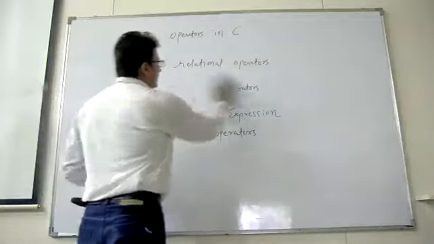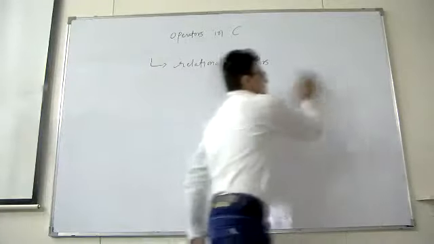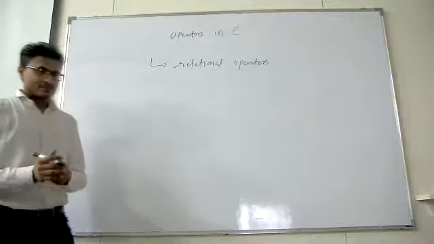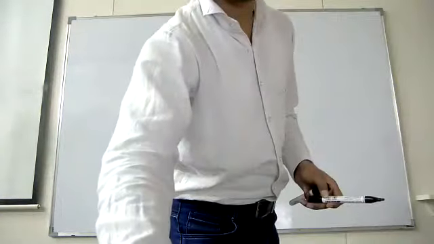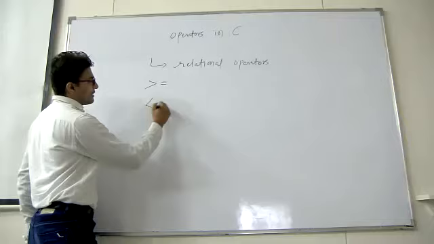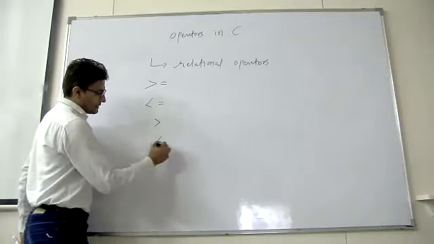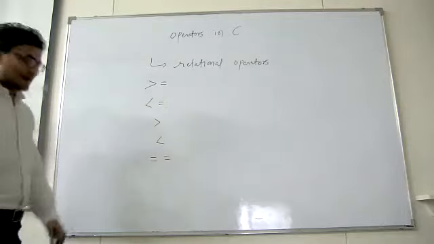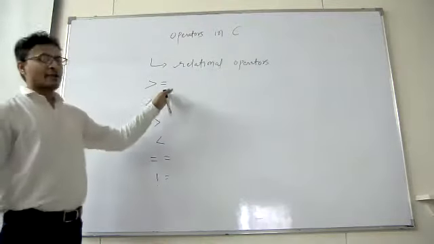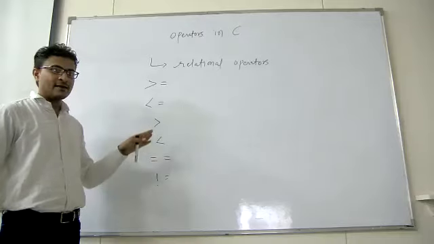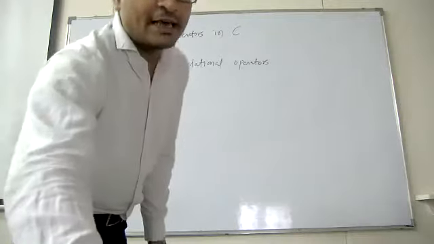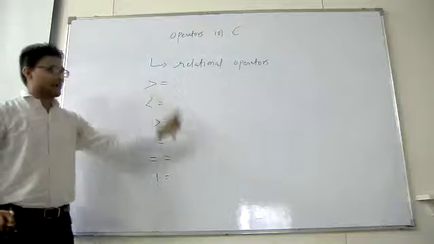So first of all, relational operators. There are a total of 6 types of relational operators: greater than or equal, less than or equal, greater than, less than, equal, and not equal.